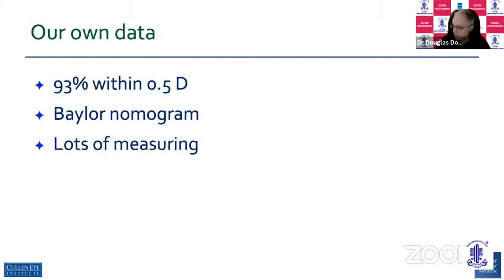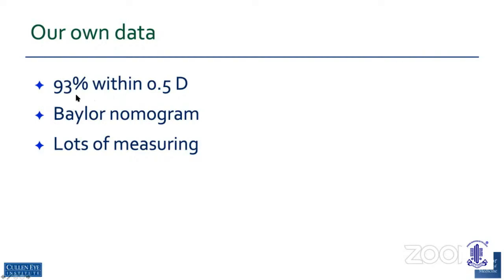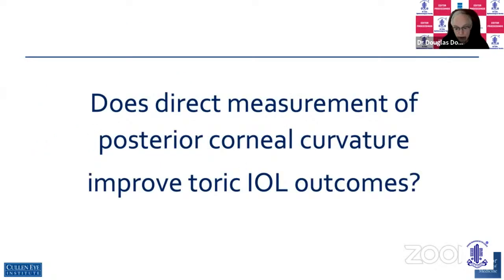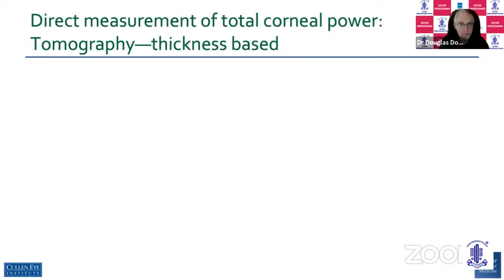So my own data using the Baylor nomogram and the Abulafia-Koch, and hand-picking the power, the particular measurement, we got 93% within a half diopter. But that is a time-intensive activity. So does direct measurement of posterior corneal curvature improve our outcomes? We're always asking that question. Can we get rid of those regression formulas and use a direct measurement?